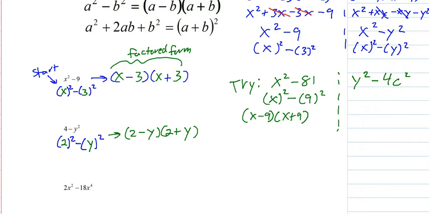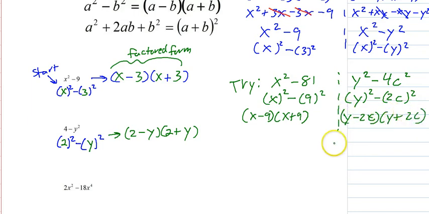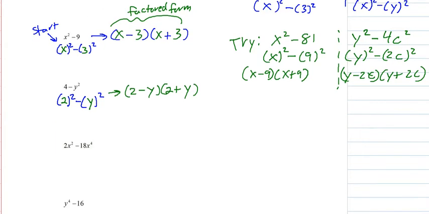Alright, the trickier one. Again, it's two terms, so you know there's a minus there. So term 1, term 2. What's being squared? 2 gives you 4, and c would give you c squared. So our answer is y minus 2c, y plus 2c. That's it. Alright, you got it. That's two terms.